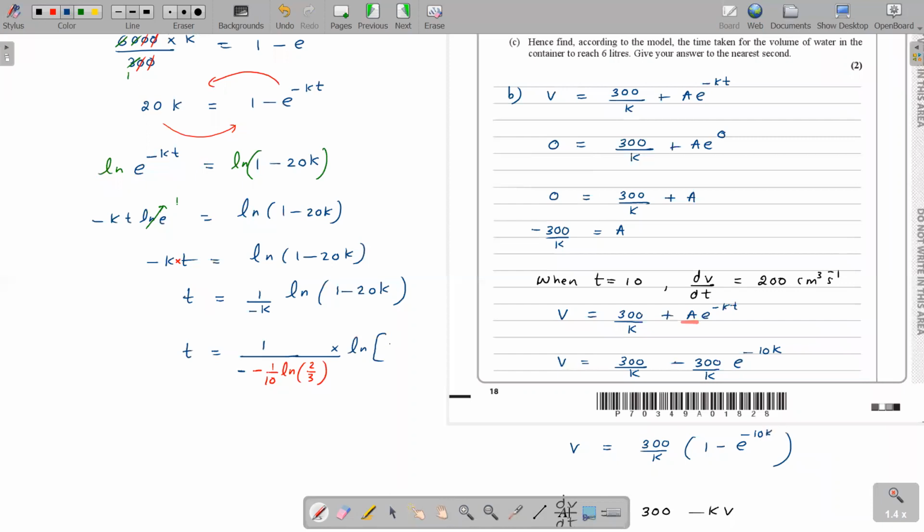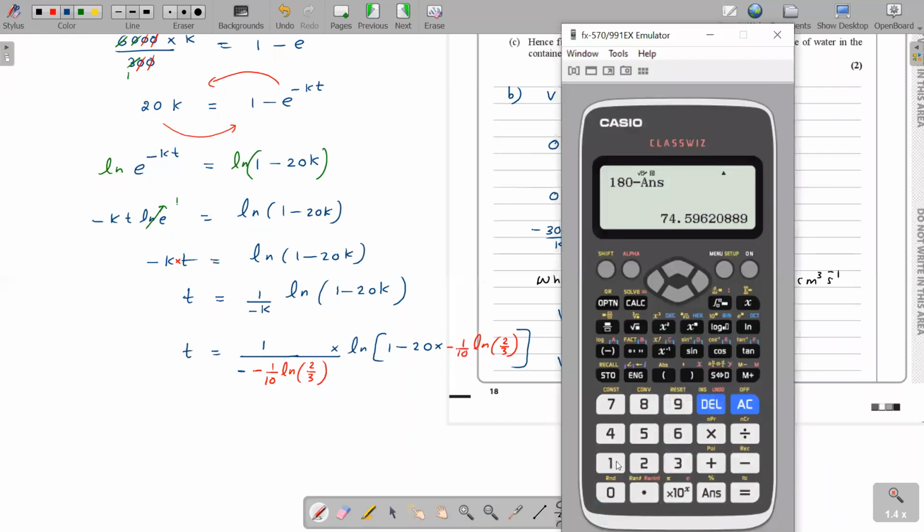Into ln of 1 minus 20 times K, where K is minus 1 over 10 ln 2 over 3. So basically give the whole thing in the calculator. Okay, so 1 over minus is a plus. So then I'll not give that. 1 over 10 into ln 2 over 3, times ln of 1 minus 20 into minus 1 over 10. Do you see what I'm doing?